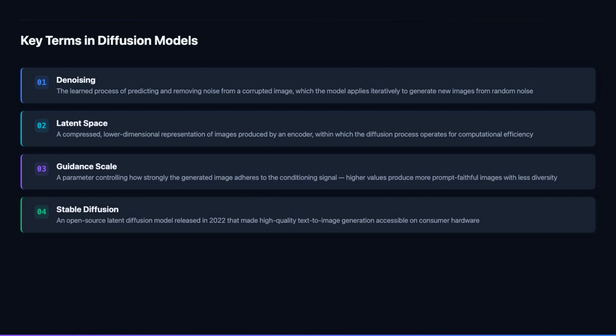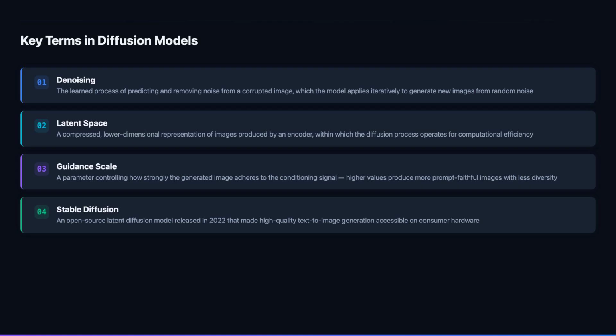Stable Diffusion is the model that democratized text-to-image generation by making a high-quality latent diffusion model available as open-source software in August 2022. Its release was transformative because it ran on consumer GPUs with as little as 4 gigabytes of VRAM, hardware accessible to millions of users rather than requiring data center infrastructure.